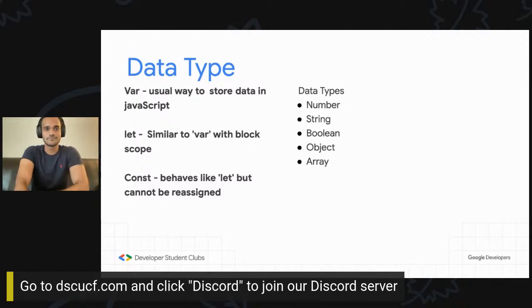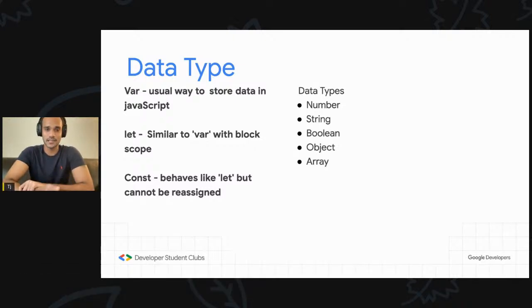Okay, data types. I'm not going to bore you guys a lot. So JavaScript is a dynamically typed language. If you have ever programmed with Python, you probably know what I'm talking about. But if you never touched Python, what dynamically typed language means is you don't have to tell what type of variable it's going to be beforehand.